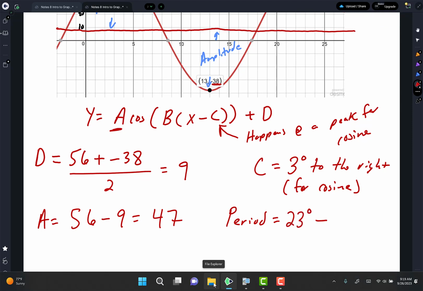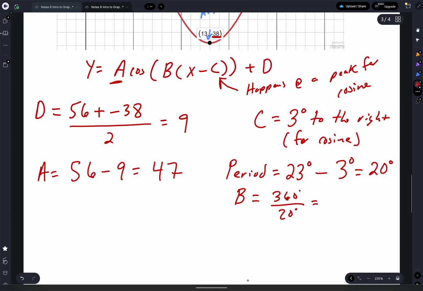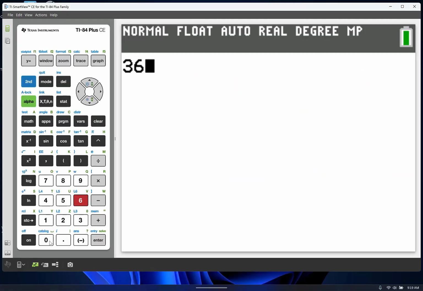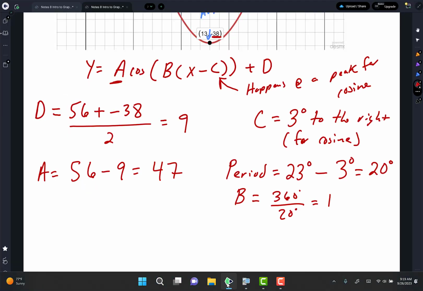23 degrees minus 3 degrees. So the period is 20 degrees. So the B is 360 degrees divided by 20 degrees. Is that 18? Because 2 goes into 36 18 times. 360 divided by 20. Yeah. 18. Are we okay so far?